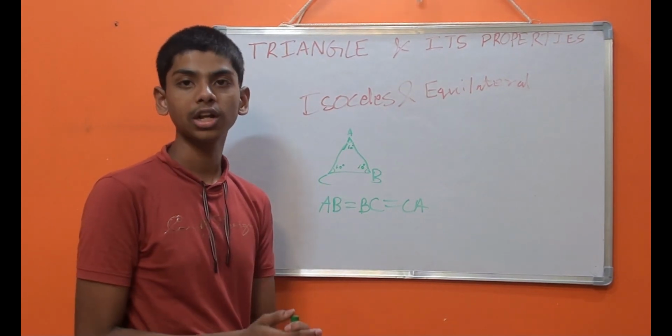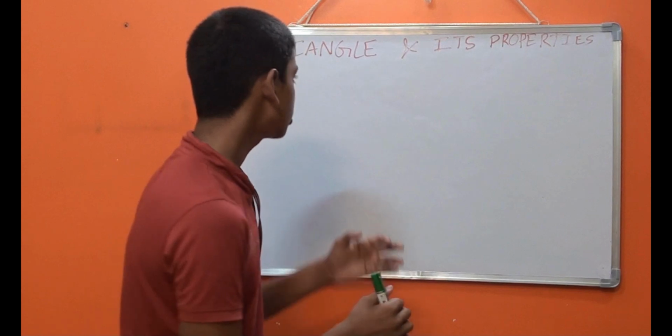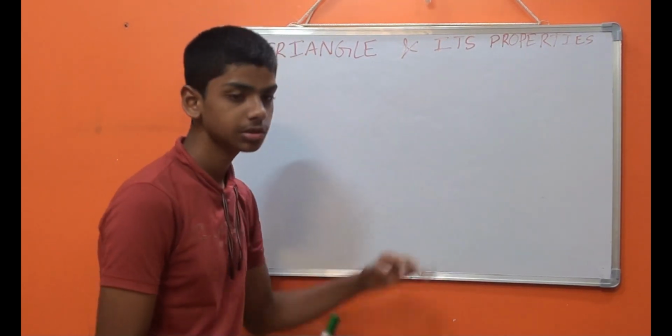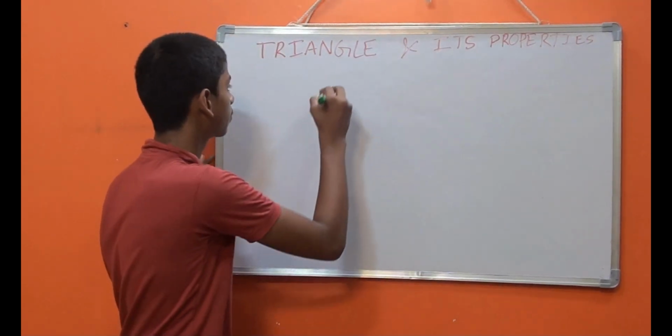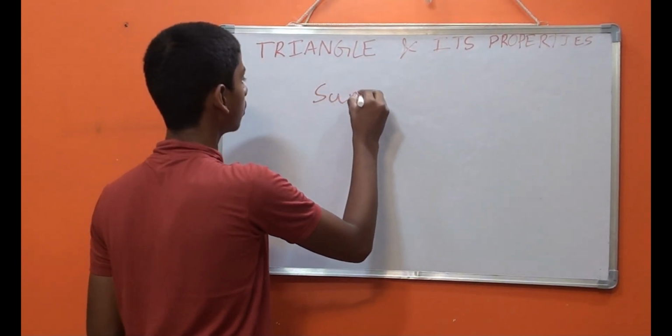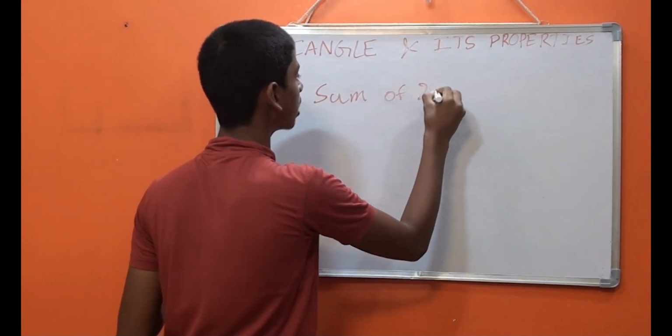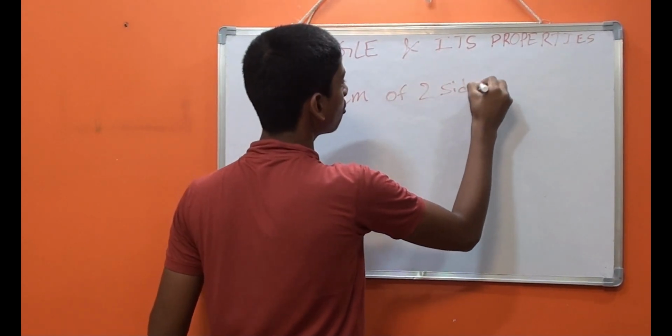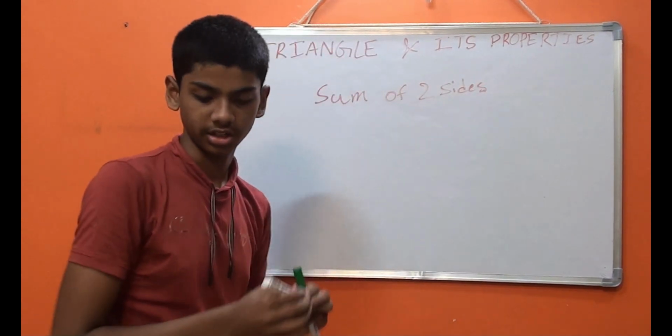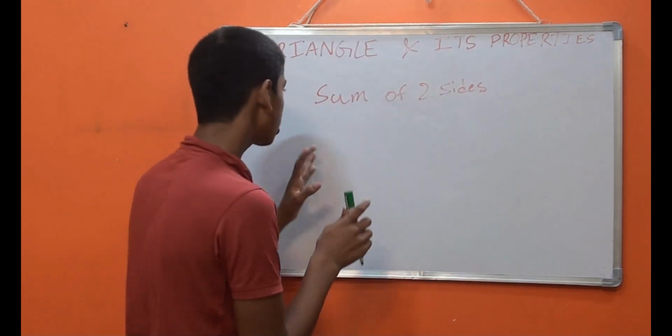Now let's see about our next topic. Friends, now let's see about our next topic, which is the sum of two sides of a triangle. Sum of two sides. First let's take a triangle.